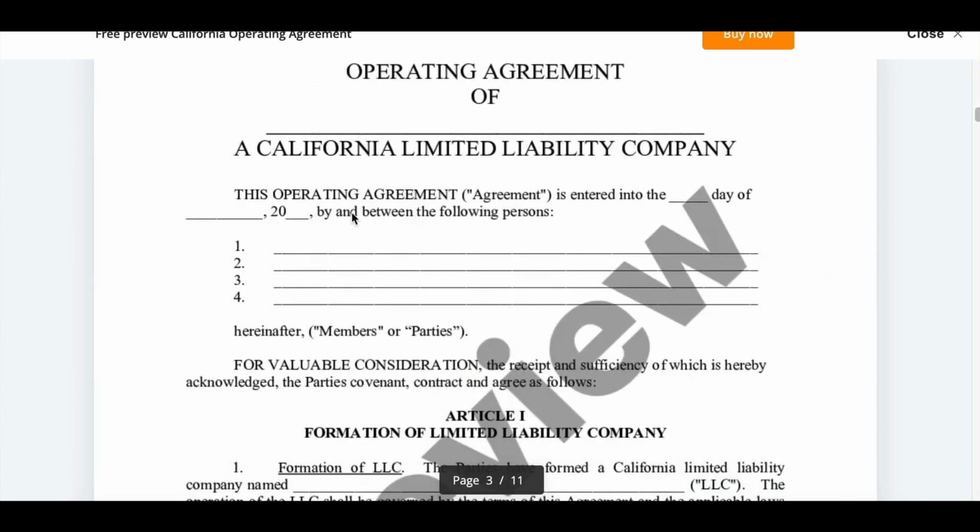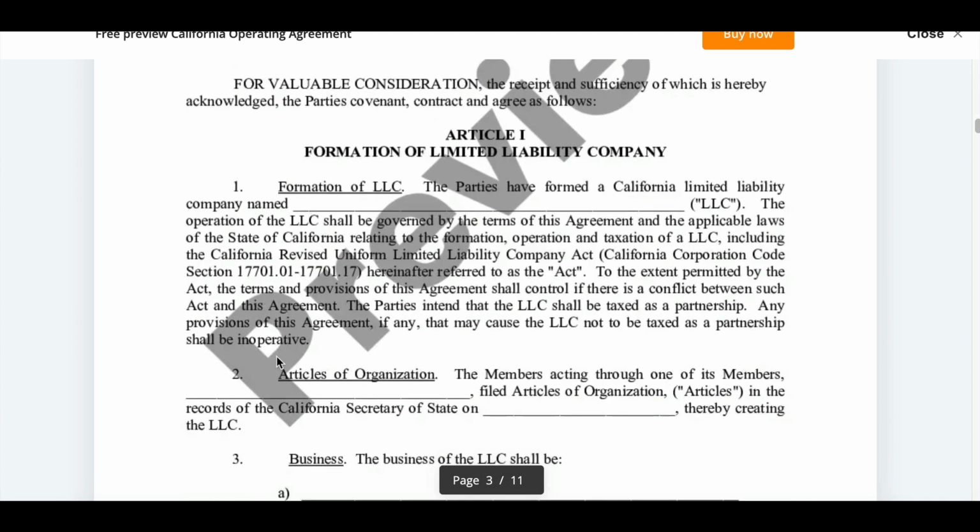Okay, operating agreement is entered into by these people for valuable consideration. So one of the things I just want to let you know is people think that words like for valuable consideration, the receipt and sufficiency is hereby acknowledged. The parties covenant, contract, and agree as follows. Covenant, contract, and agree are all the same word. Like, you don't need to say all 3 words. That's silliness. Stating that there is valuable consideration is not as good as actually having valuable consideration. It's better just to have it, and you don't even have to state that you have it.